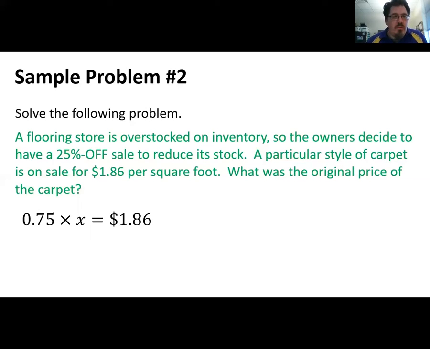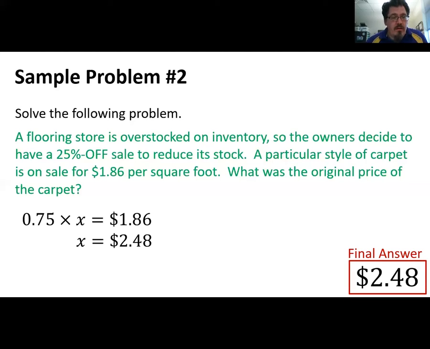Okay. Now, when we do this, we are dealing with a little mini equation because we have to get the x by itself. So do the opposite operation. We're going to divide both sides by the 0.75. And so x is equal to $2.48. That is the original price, and that's the answer that we are looking for. If you want to check your answer to see if it makes sense, you could start with the $2.48, figure out what 25% of $2.48 is and subtract that off. Should get $1.86. Okay? So there you go.